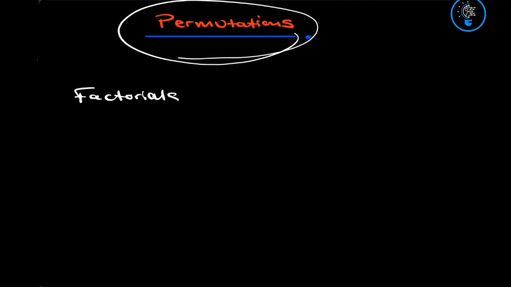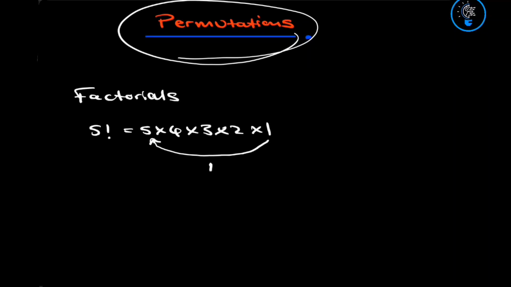In our previous videos, we've learned what a factorial of a number is, where we said 5 factorial is 5 times 4 times 3 times 2 times 1. In short, it's just the product of all positive integers from 1 to that particular given number. Now, how do we use factorial in real life situations?